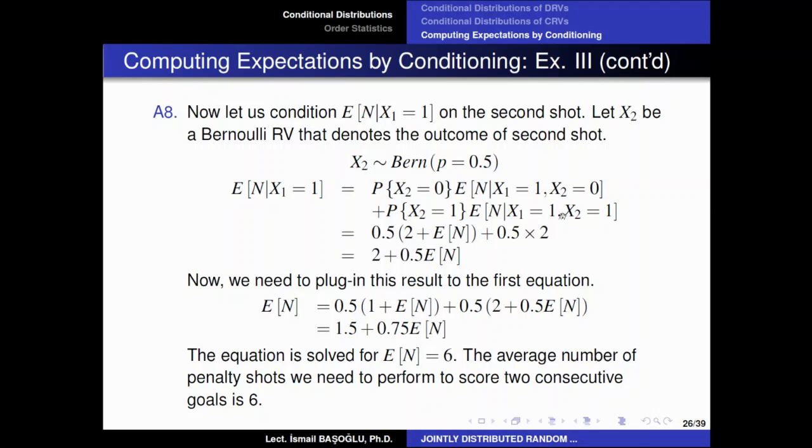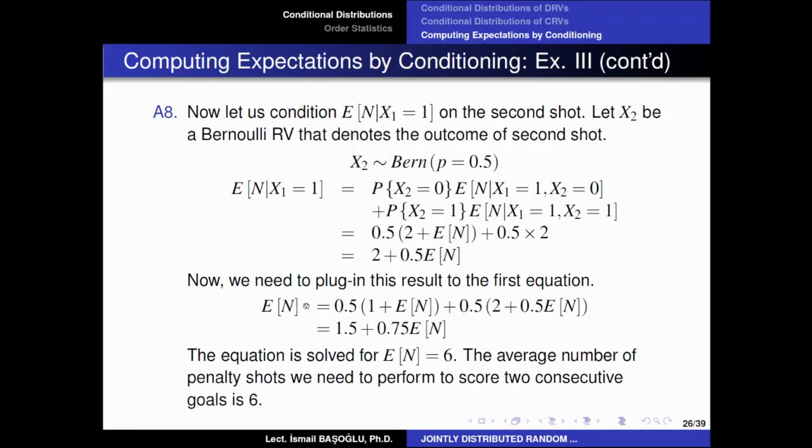But if you score both of your first and second shots, then the expected number of shots is just going to be 2 because you will be done, you will be finished. So you are basically stopping at that point. So the conditional expectation of n, given that your first shot is a score, is conditioned on the second shot, and after this expansion, you get that the conditional expectation is equal to 2 plus 0.5 times expected value of n.